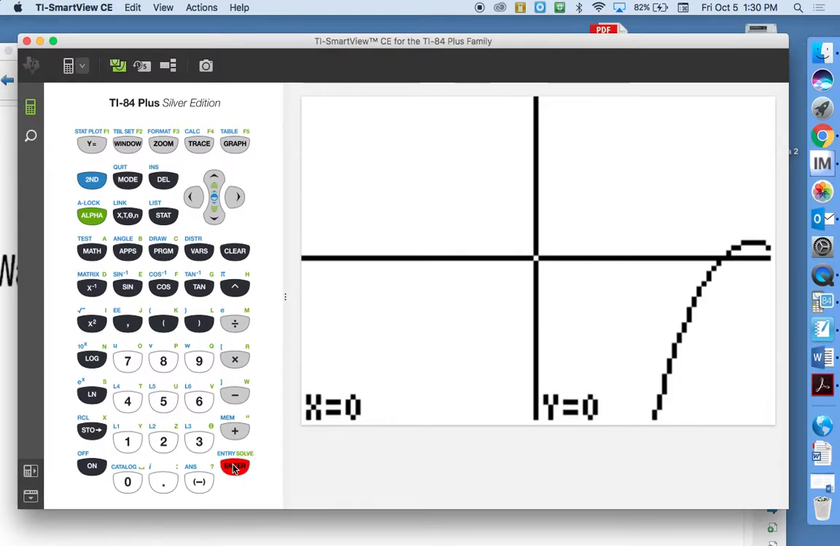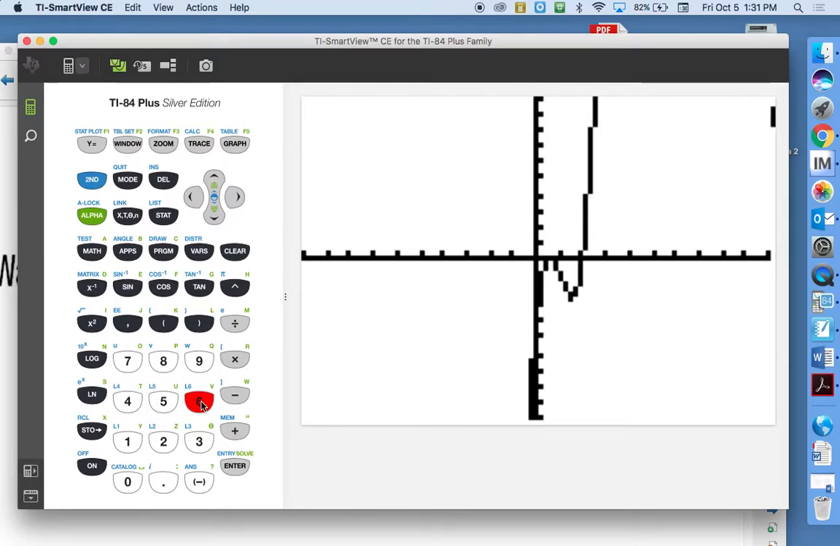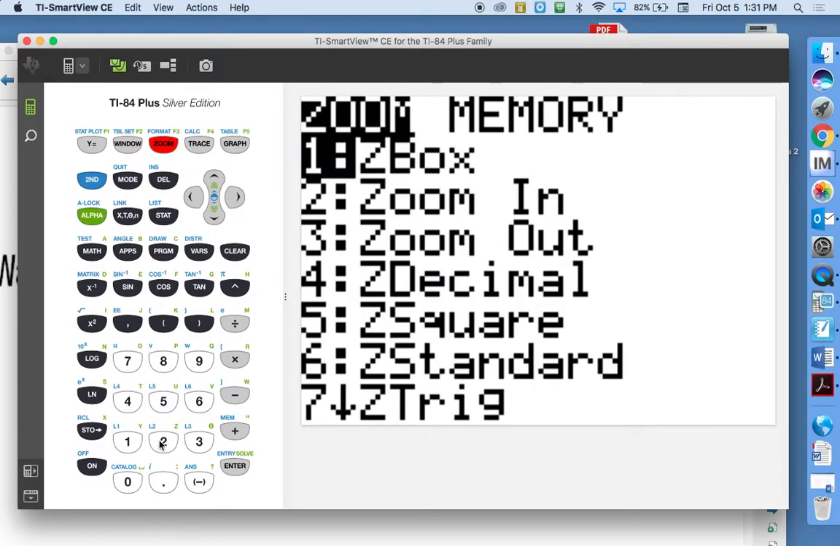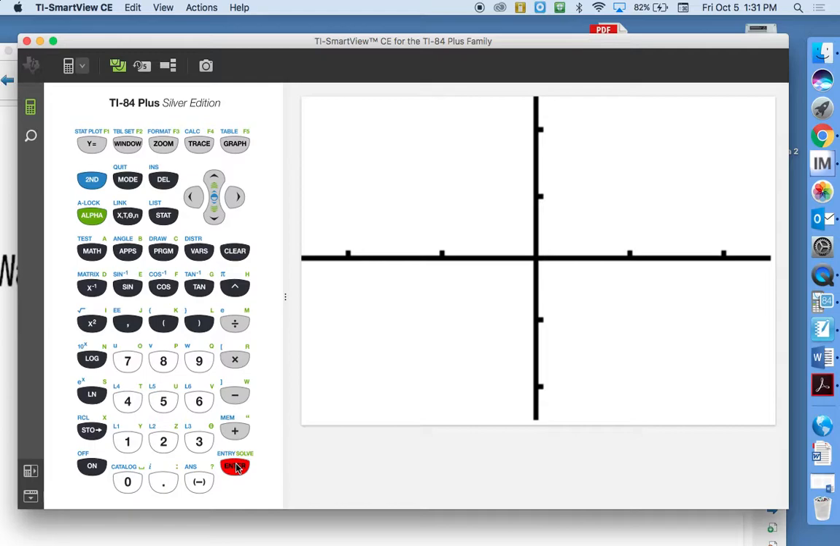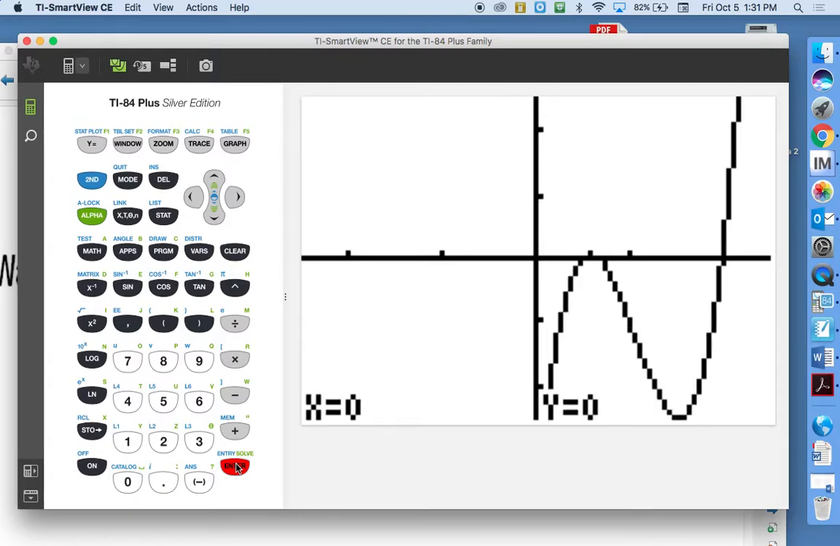Okay, so we gotta get at least a little bit over here. So what I'm gonna do is, zoom 6 is like the fix-it-for-all. I'm gonna go back and zoom 6, and then zoom in 1 time. Lots of zooming in and out. Okay, and then I'm going to zoom in a second time again.